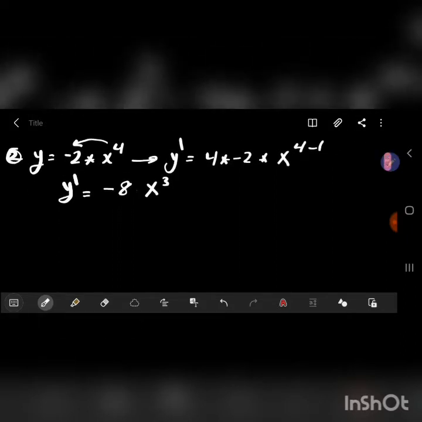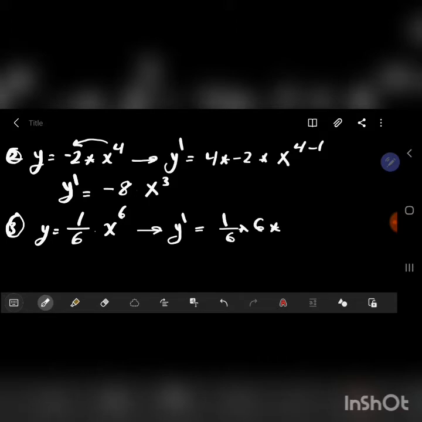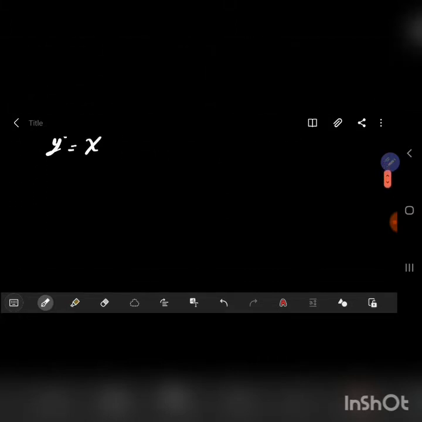The third example, I will give you another example. The third example says y equals 1 over 6 times x to the power 6. That means y prime equals 1 over 6 times 6 times x to the power 6 minus 1. That means the 6 and 6 cancel, we remove them, and we get x to the power 5. Okay, this is about potential cases.